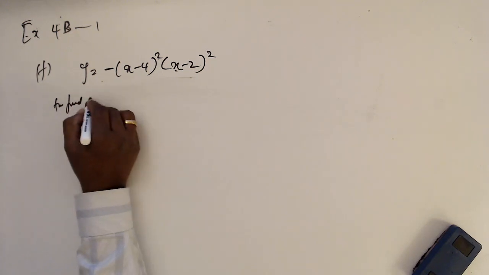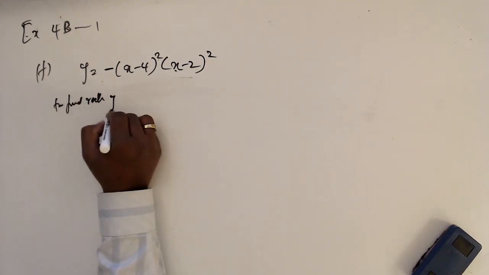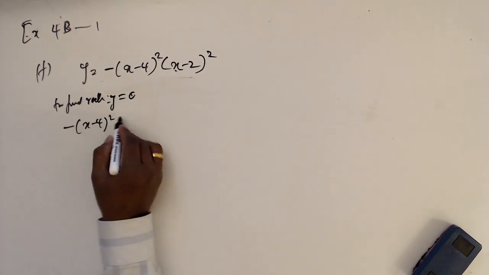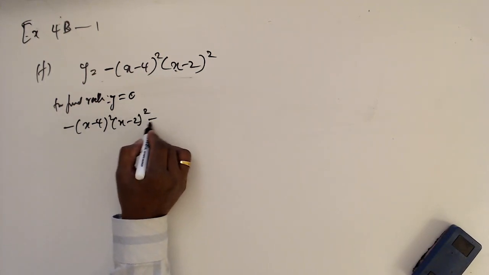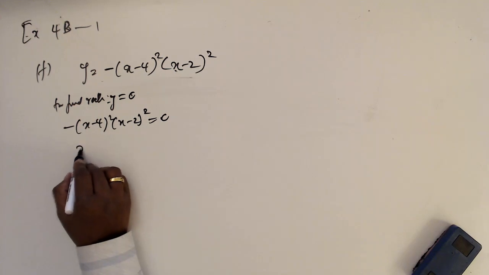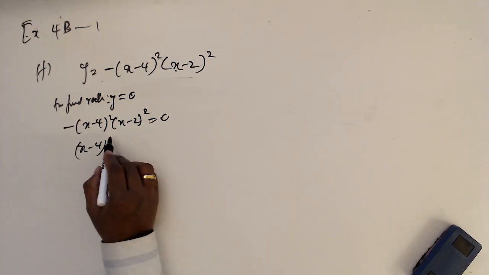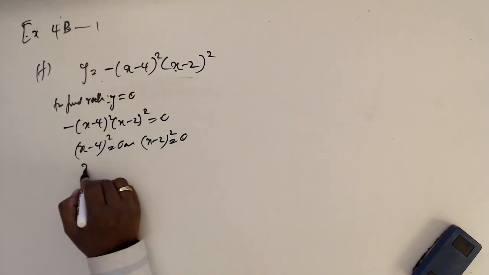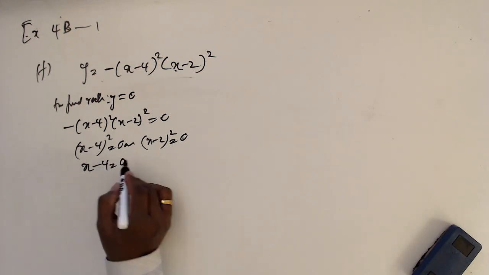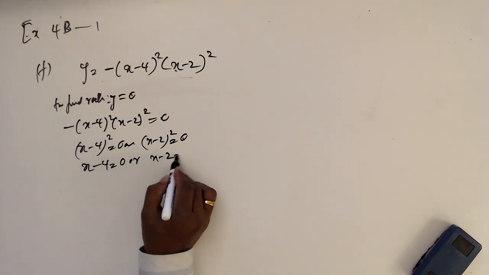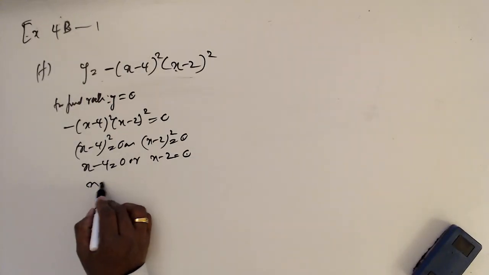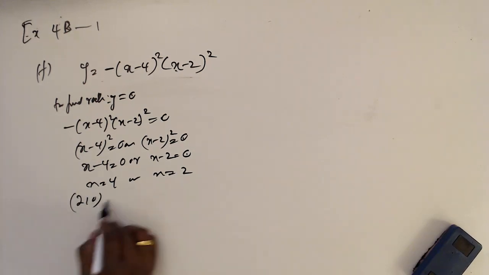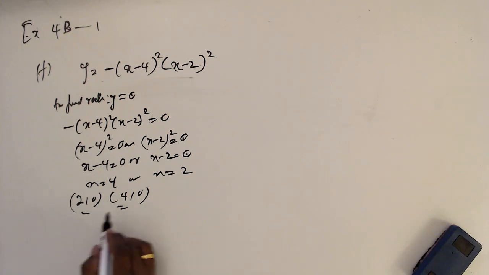To find roots, you want to make y equal 0, then minus times x minus 4 squared, x minus 2 squared equals 0. Then x minus 4 squared equals 0 or x minus 2 squared equals 0. When we square root, x minus 4 equals 0 or x minus 2 equals 0. Then x equals 4 or x equals 2. So the repeated roots 2, 0 and 4, 0 both are repeated roots.